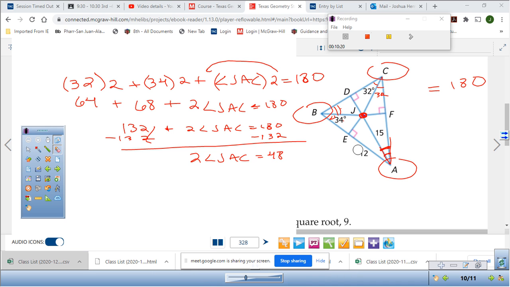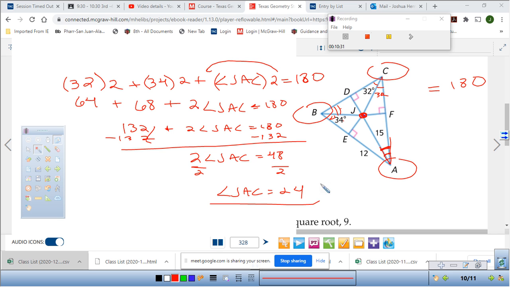I just want the one they're asking about me. Yeah, see, good job. See, they already got it. So I'm going to divide by 2. I'm going to divide by 2 and say angle JAC is equal to 24. It wasn't too hard. Just, first time we see that, make sure you know incenter angle bisector.